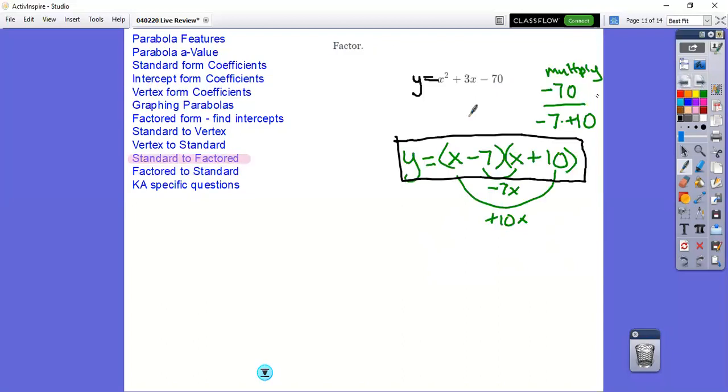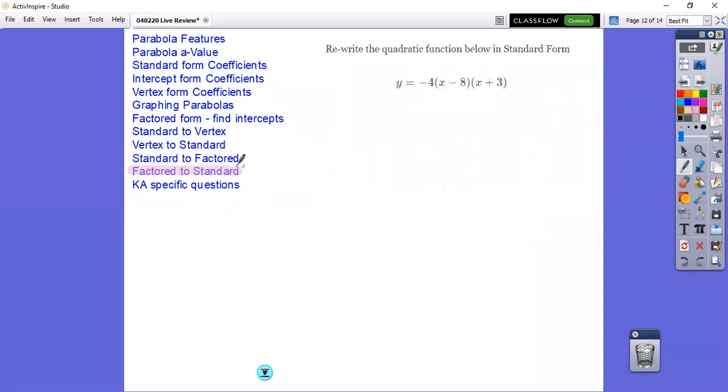The last one that you are going through here is factored to standard form. Again, this is multiply it out. Again, going through trying to highlight these things so it'll catch your eye when I record this. But we have this that we have to multiply out. Suggestion is that you do the parentheses first.